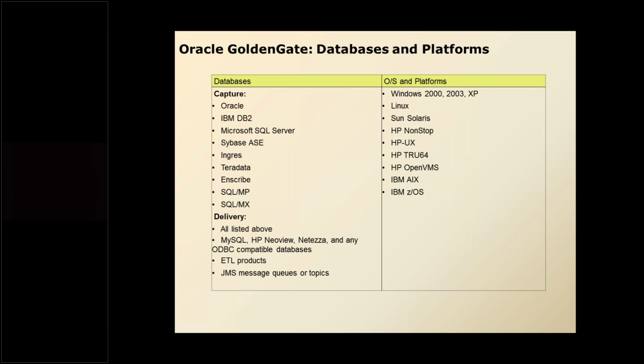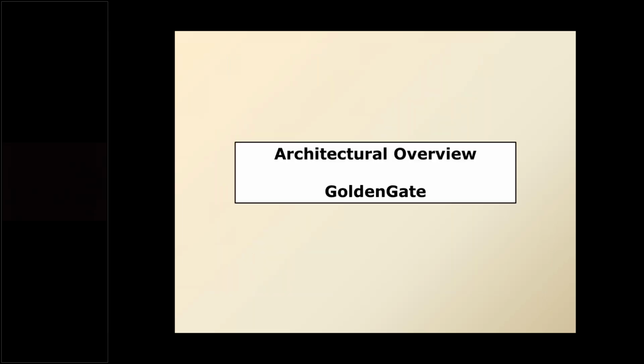It supports multiple platforms like Windows, Linux, Sun Solaris, HP-UX, IBM, and different variants like AIX, z/OS, to name a few. So Goldengate capability is huge and it is being widely used. So this is the introduction to Oracle Goldengate. Next, we'll move to the architecture of Oracle Goldengate.